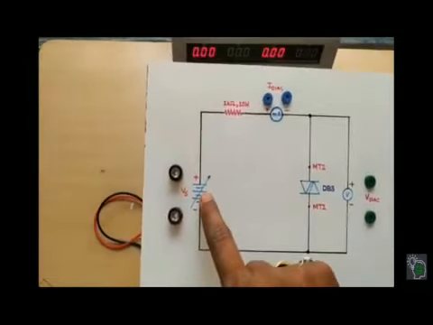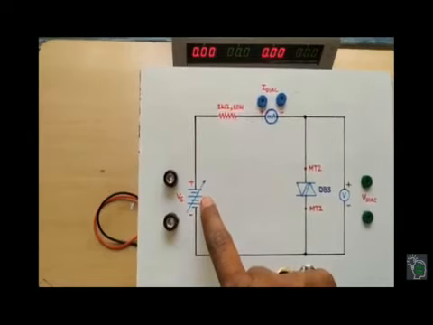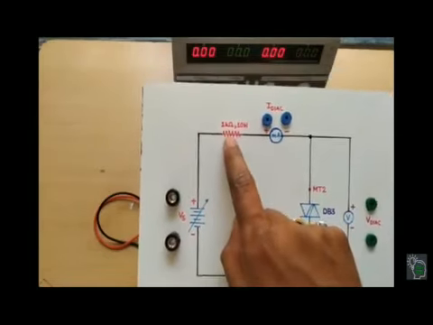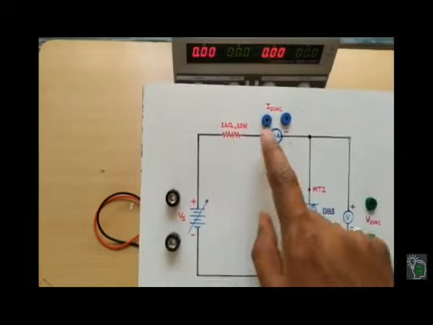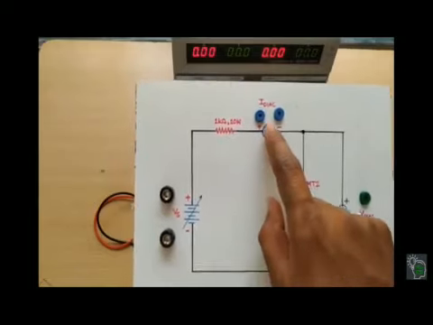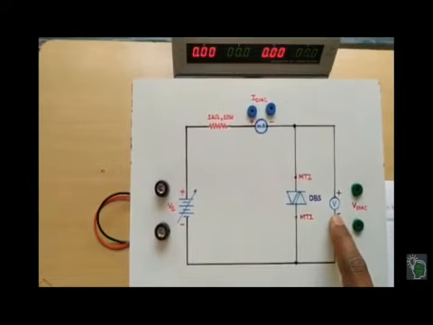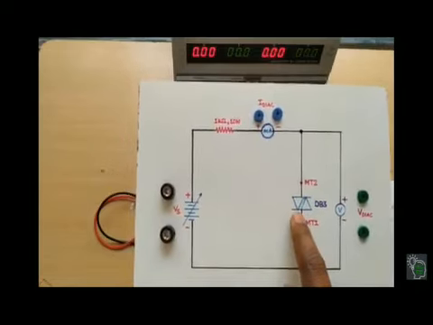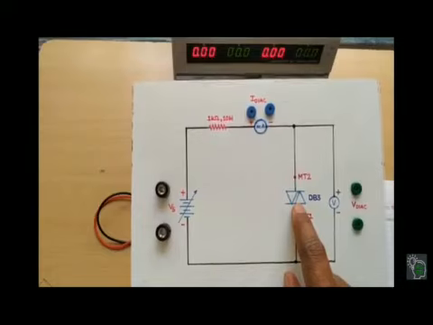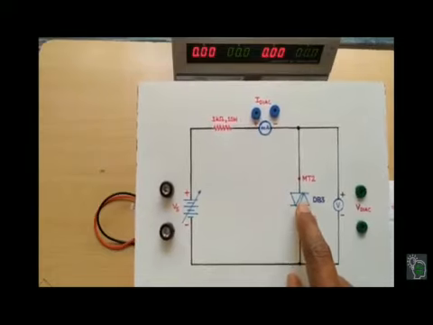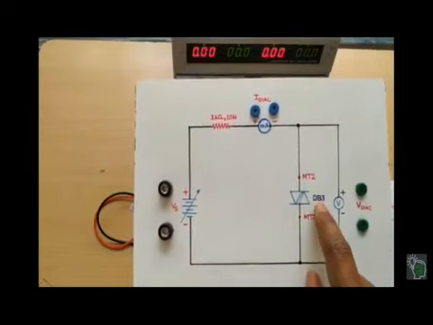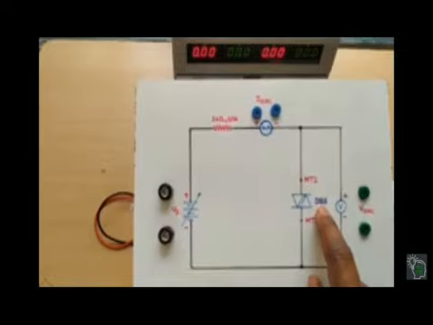We are connecting power supply here. Then 1 kilo ohm resistor we are using here. Then we are connecting the milliampere meter in series here. Then we are calculating the voltage across the Diac by connecting the multimeter. DB3 type of Diac we are using here.